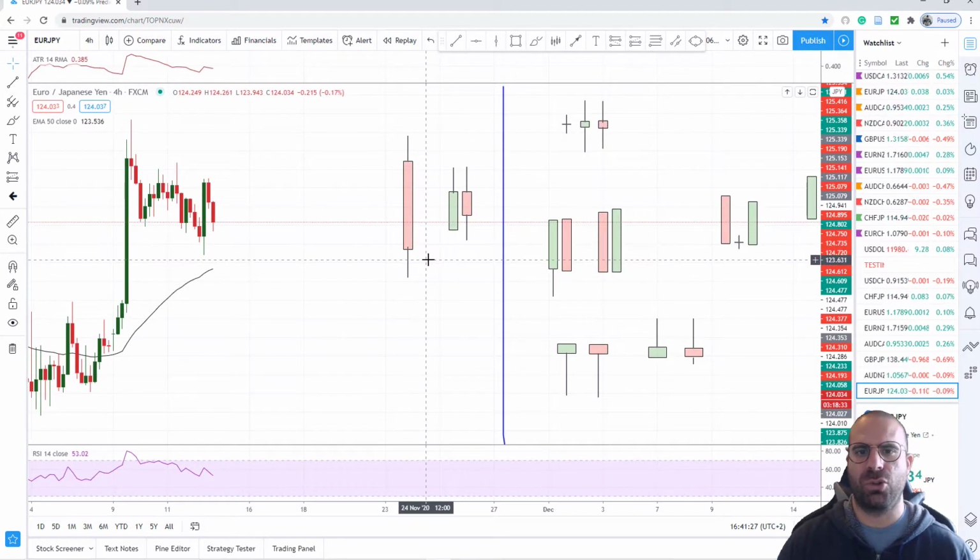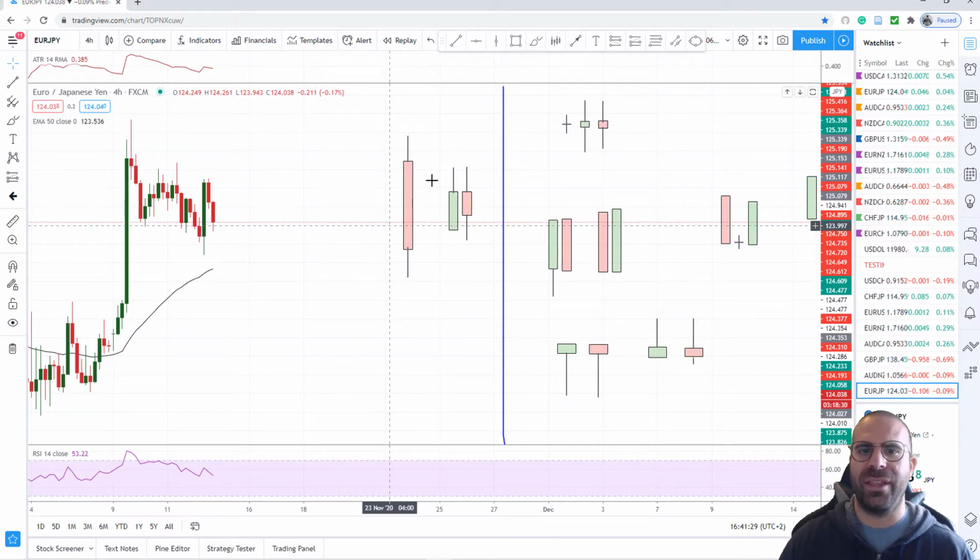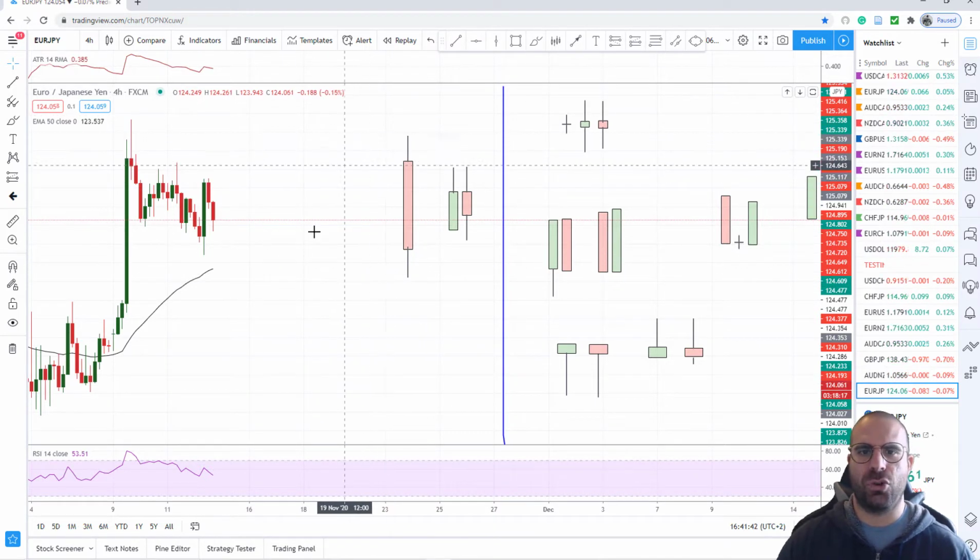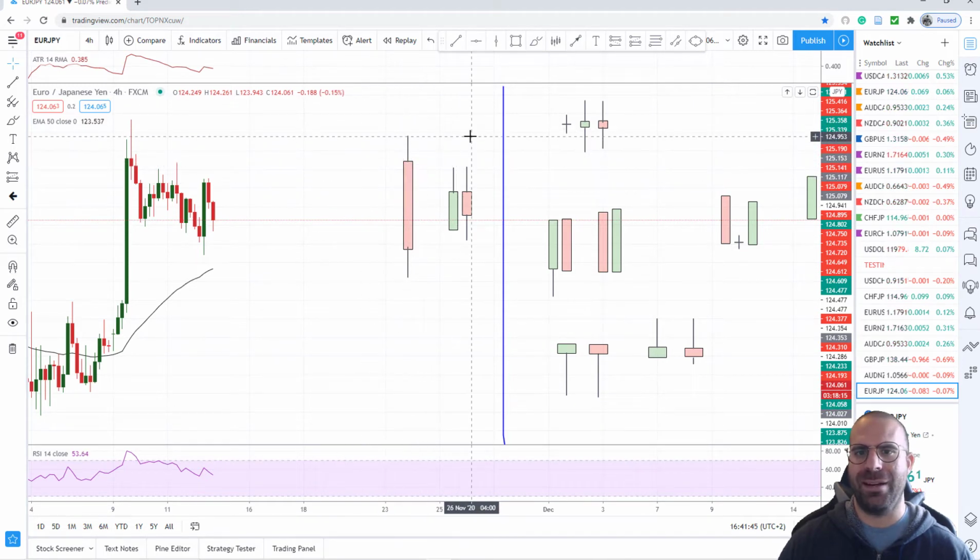So let's say that this one was a 4-hour candle. This whole thing happened in 4 hours. Buyers pushed until here, then sellers pushed until here, and again buyers pushed until here. And this was a seller's dominant candle. This is a bearish candle.